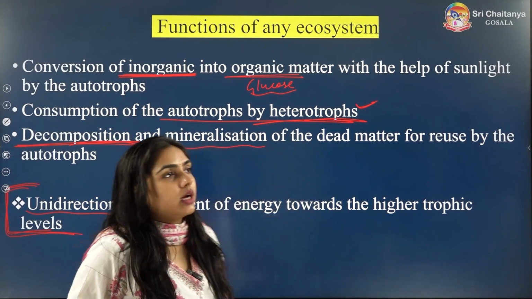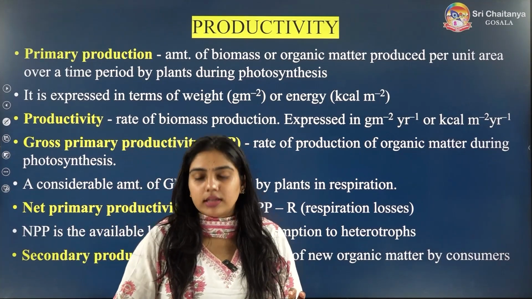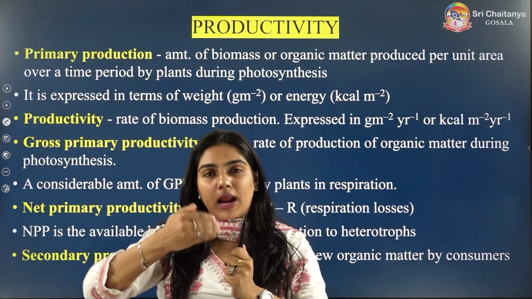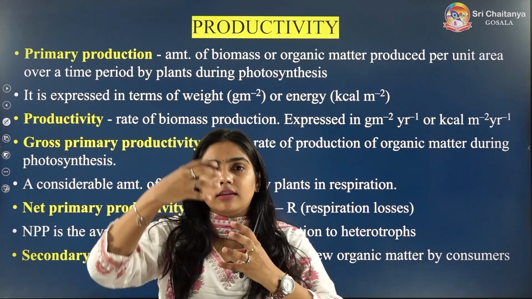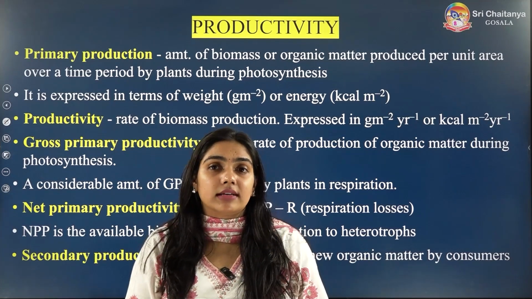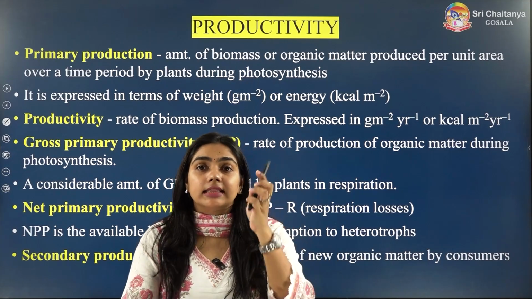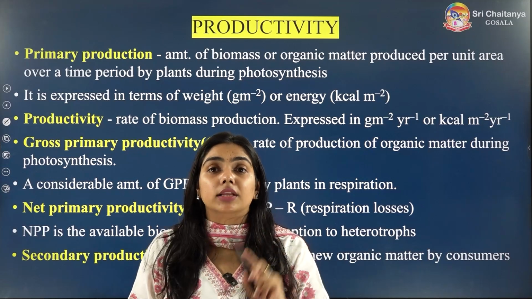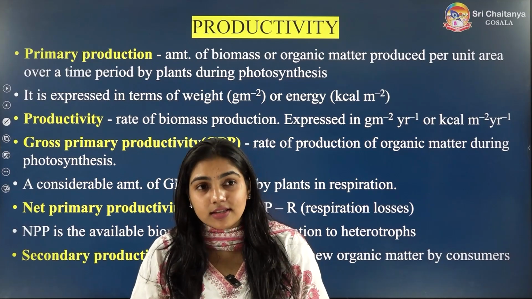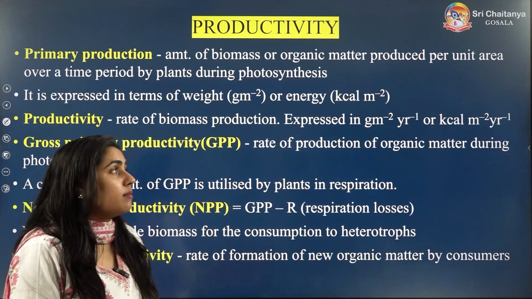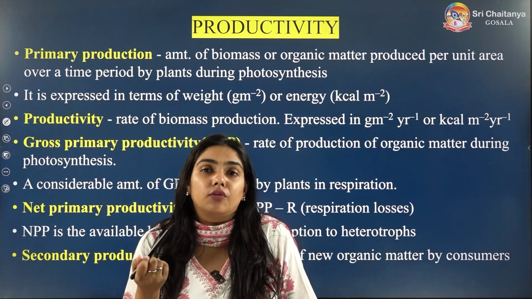Okay, now coming to the first component of ecosystem, that is productivity. So let us understand, see what is happening. If this plant is getting sunlight, the plant is growing. First of all, the plant was small initially, then the plant is growing, so it is increasing its biomass, isn't it? So the amount of biomass production is primary production, and that is done by the autotrophs, the producers, due to the process of photosynthesis. Okay, so that is primary production. What is primary production? The amount of organic matter produced by the plants during the process of photosynthesis.